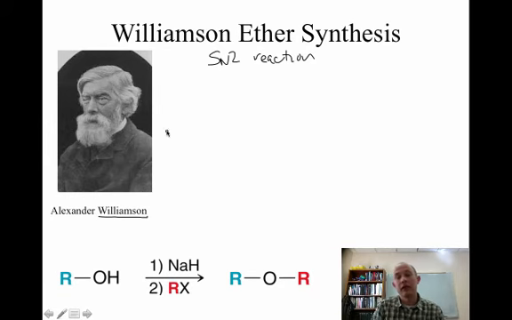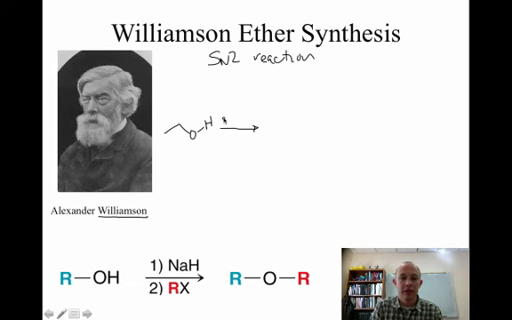Let's say we want to make diethyl ether. One way to do it is to start with ethanol. And this is not a great nucleophile, and we need to make it into a great nucleophile if we want to do an SN2 reaction. So the first thing we do is we treat it with a strong base. We've talked about the different bases that we can use to deprotonate alcohols.